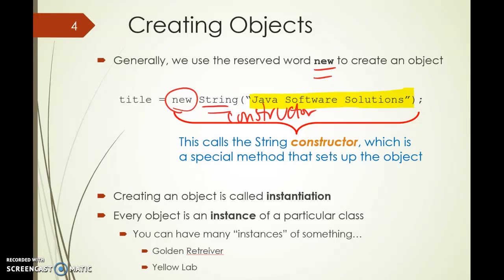When we create an object, we call that process instantiation. So we can say that we instantiated an object. We can say that every object is an instance of a particular class. So you'll hear that word instantiated quite a bit. And it essentially means that you initialized it, you built the object and got it ready to go. It's possible to have many instances of something. For example, if we were talking about dogs, we could have a golden retriever, we could have a yellow lab, we could have a poodle. Those are all instances of different types of dogs.